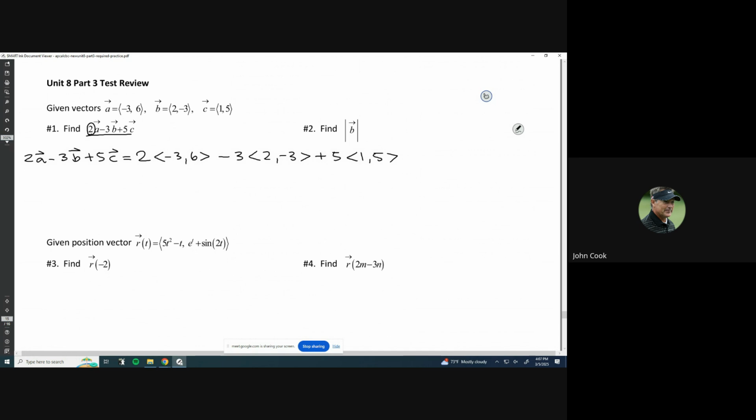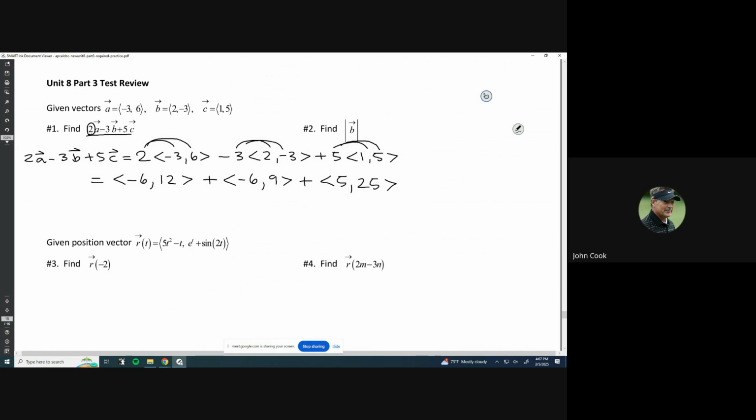Then we just distribute the scalar value in there, and then we add up the component parts. So we distribute the 2 in there, we end up with a negative 6 and a positive 12. And then distributing in that negative 3, we get a negative 6 and a positive 9. And distributing in that 5, we get a 5 and a 25.